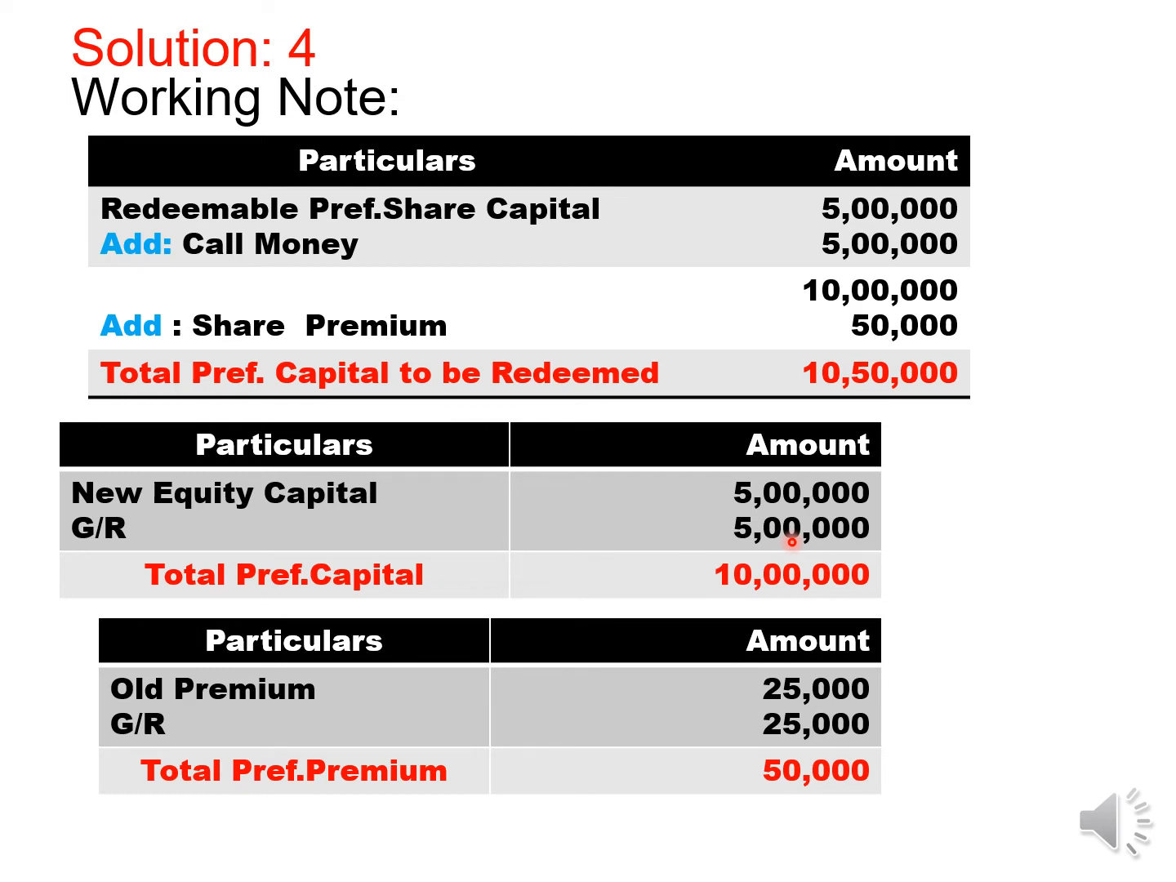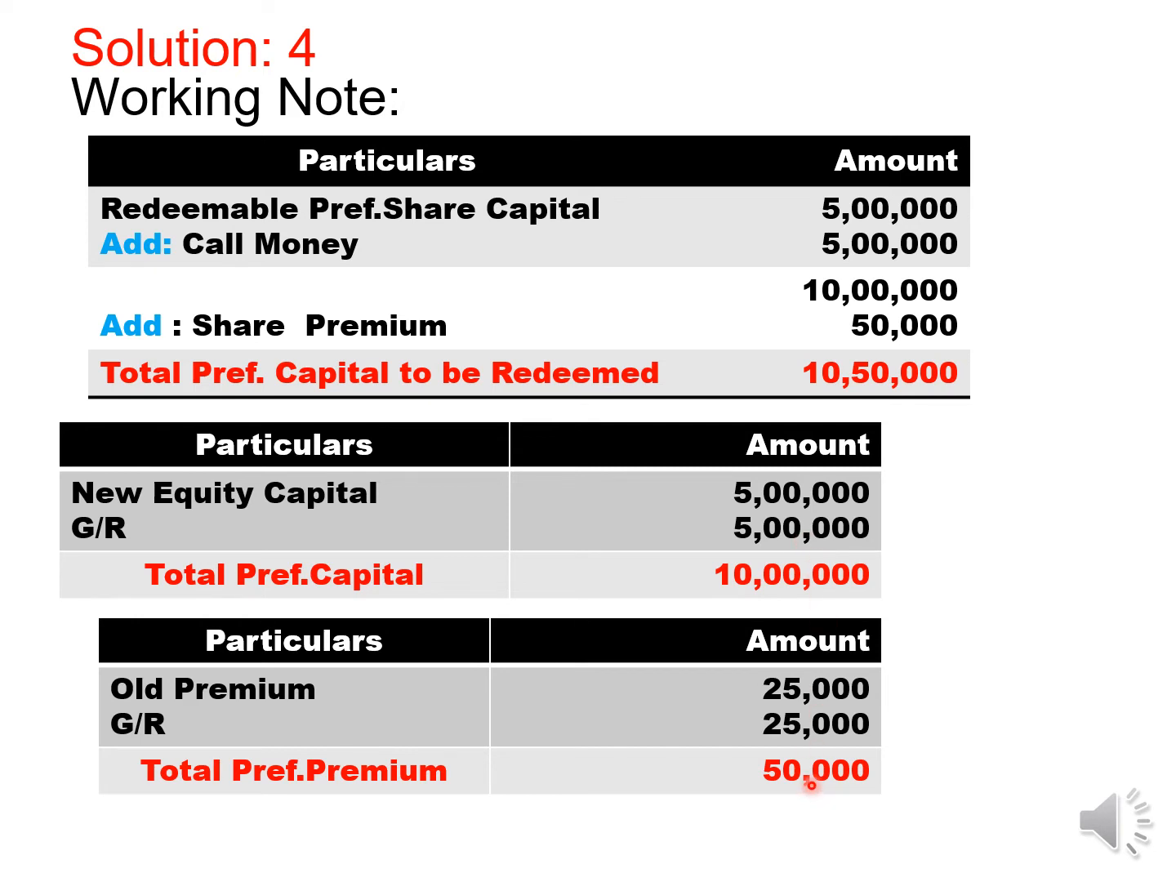Where can you get that money? So you can take the 5 lakh amount from new equity share, and remaining 5 lakh you can draw from GR. How much you take from GR, so much you should transfer to CRR. That's why in the balance sheet we have CRR 5 lakh. So 5 lakh is drawn from GR, 5 lakh is drawn from new equity capital. So total we got 10 lakh.